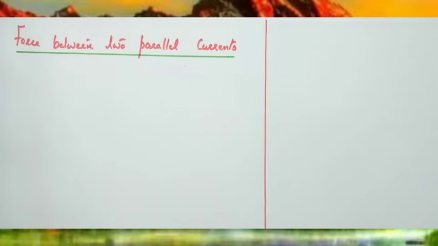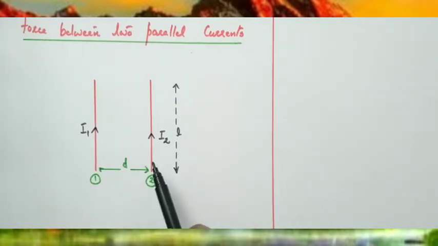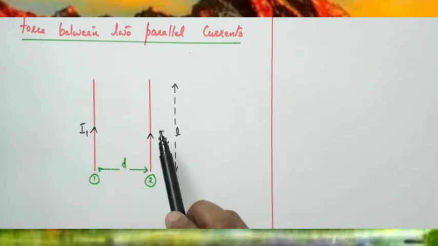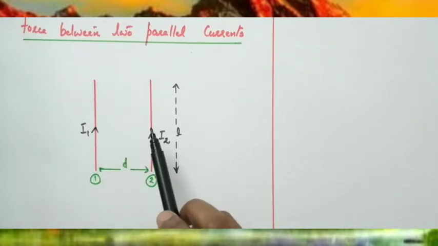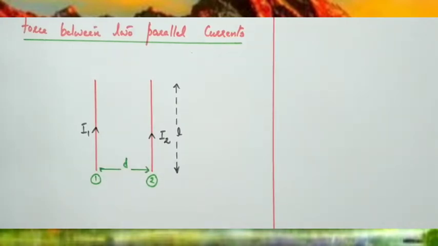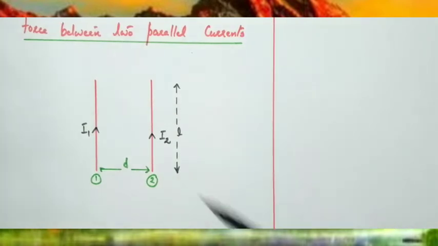We are going to study the force between two parallel currents. Here we can consider two conductors 1 and 2 separated by distance d. Let I1 and I2 be the parallel currents flowing through the two conductors, in the same direction. Let L be the length of the conductor.